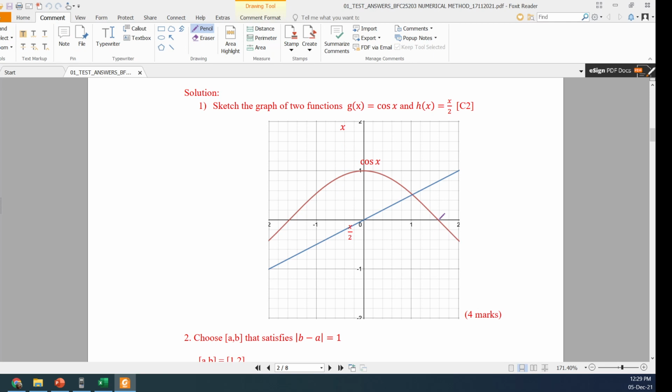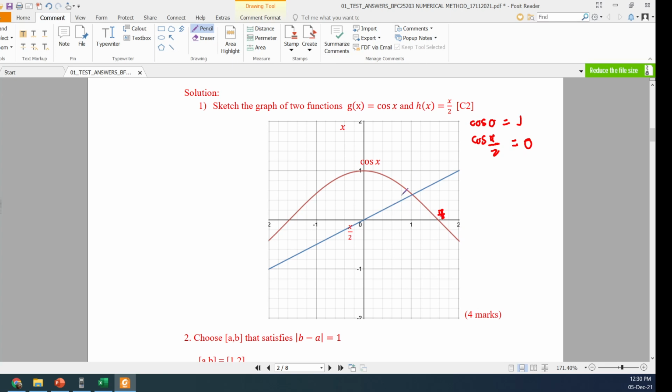Okay, this one is actually cos pi over 2, 1.7 something. Okay, cos pi over 2 you have 0. Cos 0 is 1. So you want to get perfect, okay, 4 marks, you must have the shape of the cos x. The intercept must be correct. Cos 0, you know that cos 0 is 1. Cos pi over 2 equals 0. So you want to see these two intercepts there.